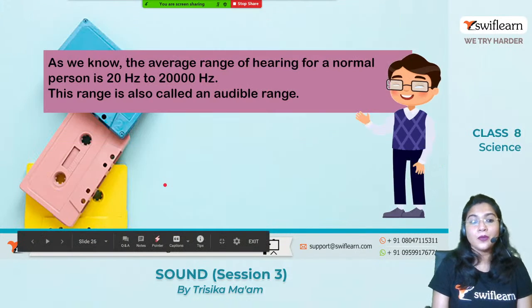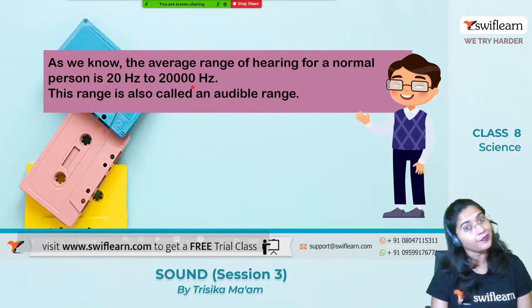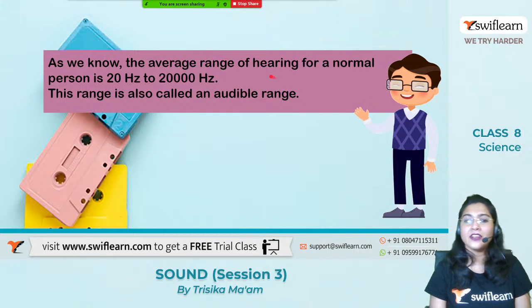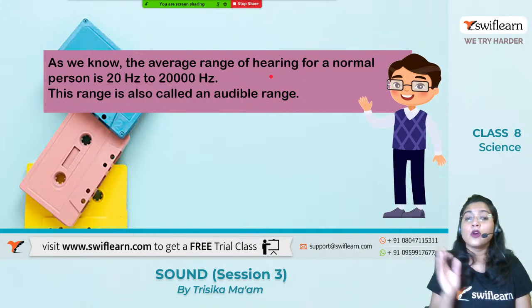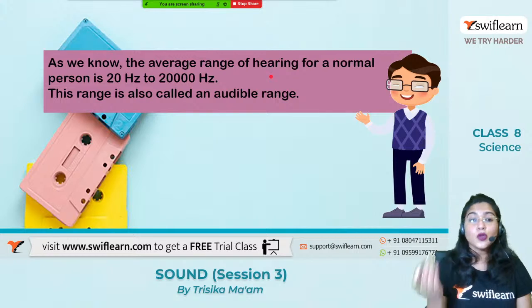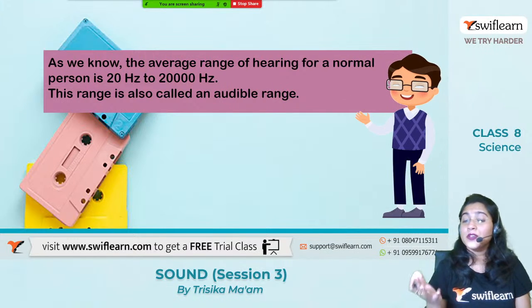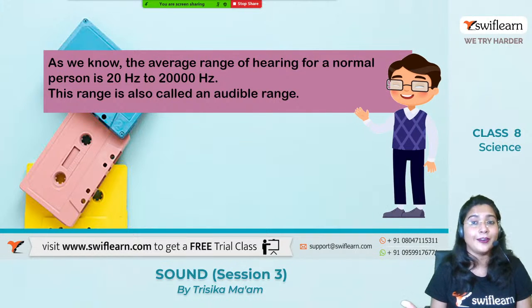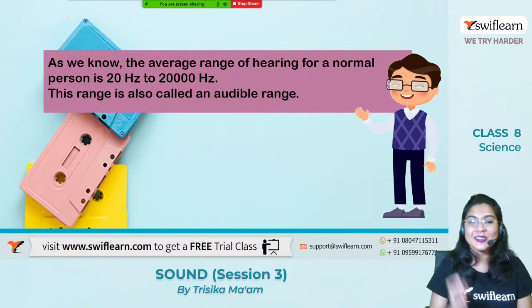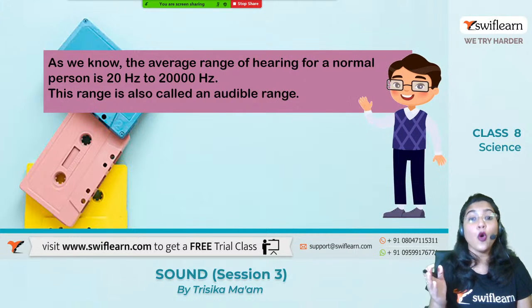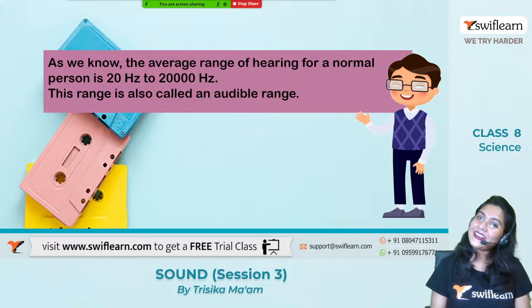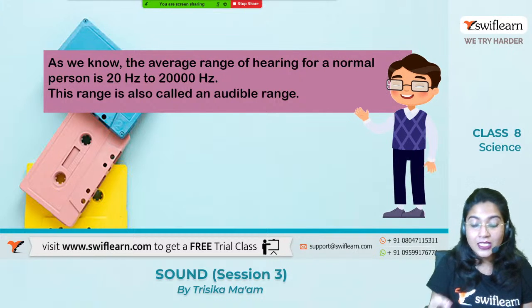So our audible range is 20 hertz to 20,000 hertz. This is the average range of hearing for a normal human being, right? So if the sound produced is less than 20 hertz or more than 20,000 hertz, we will not be able to hear it, but they are produced in our surrounding. So this is the range which is known as the audible range. Clear? Up to this much, any doubt you can ask me?